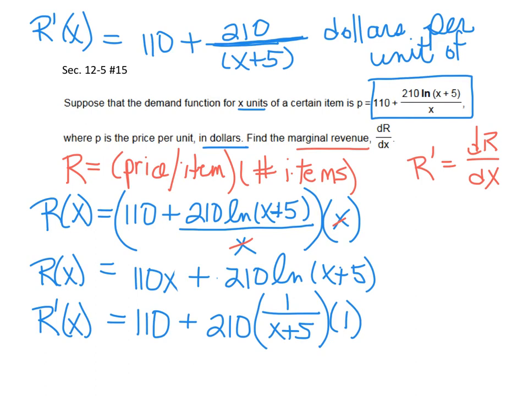And actually we don't need to complete that last part because it's the dollars per unit for however many units are sold. So this is the rate of change of revenue, that when you sell X units, your revenue is changing by R prime of X.